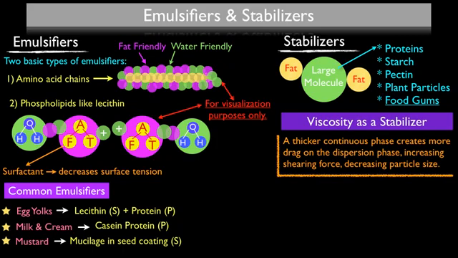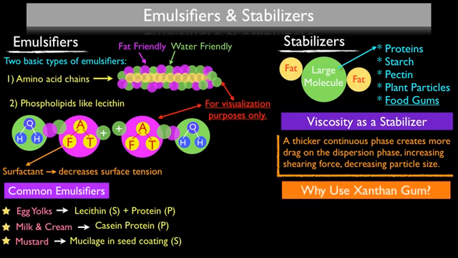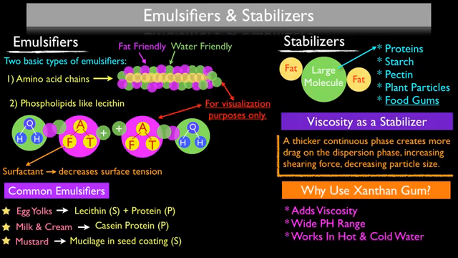Now this is why one of my favorite stabilizers is xanthan gum, and this is because xanthan gum will add viscosity to a water-based liquid, and you only have to use a very small amount, usually about 0.5% by weight or less, and it has no perceptible flavor. Now it also has a wide range of pHs in which it works, so it makes it fairly versatile, and also making it more versatile is the fact that it will hydrate in both hot and cold water.